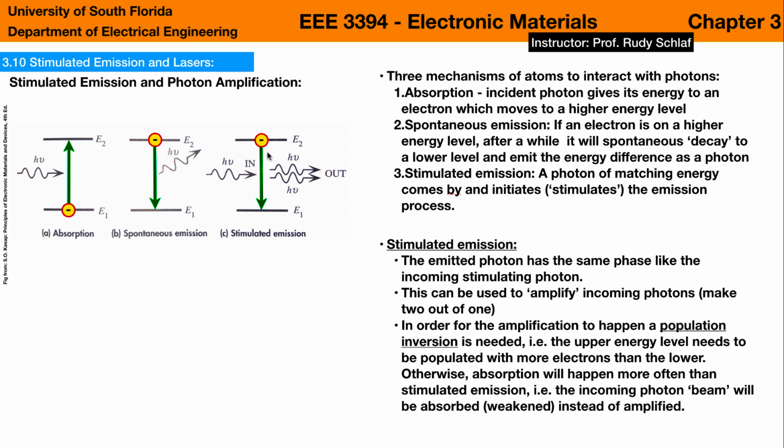Now it's obvious, in order to make this happen, we need a population inversion. So that means we need more electrons on the state E2 than we have on the state E1 in a system. Because if we would have more electrons on E1, then absorption would be more likely than the stimulated emission. And then, of course, we could not get this amplification going because we would simply absorb the incoming photons but not create two for one.